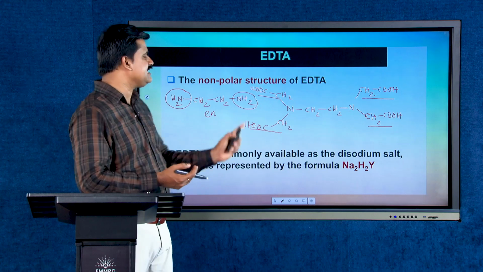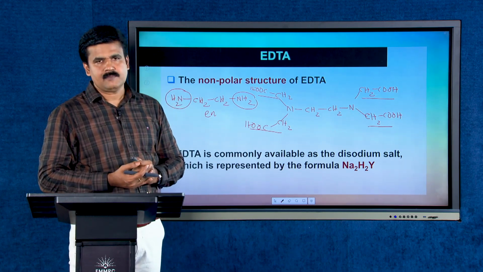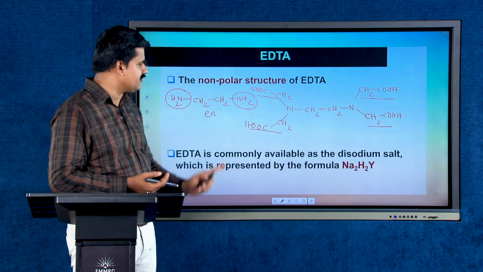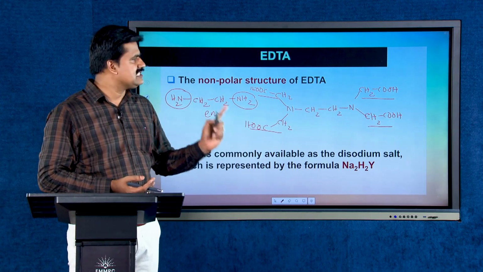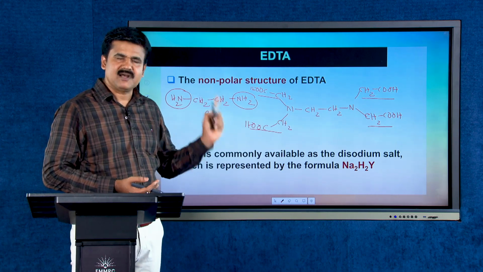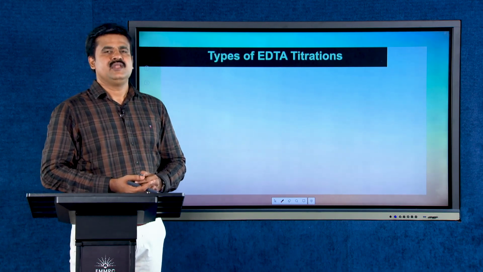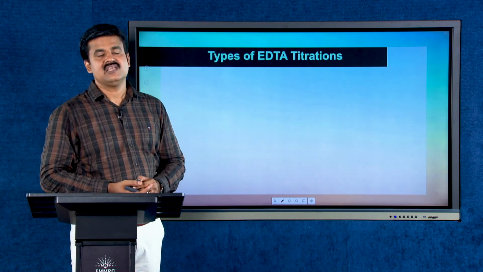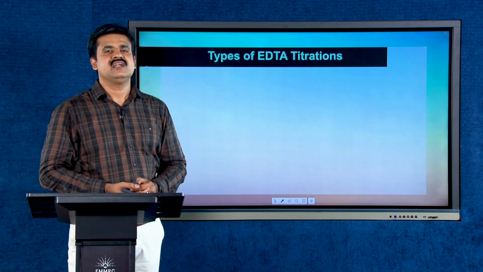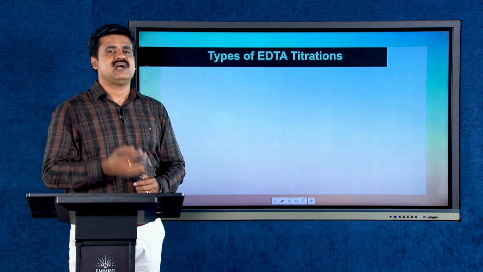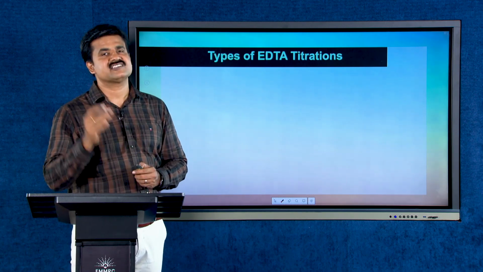Now, EDTA is commonly available as disodium salt, which is represented by the formula Na2H2Y. So, this is about some important matters associated with ethylene diamine tetraacetic acid. Now, we are focusing on various types of EDTA titrations. You can deal with more important aspects of several kinds of EDTA titrations in your higher classes.